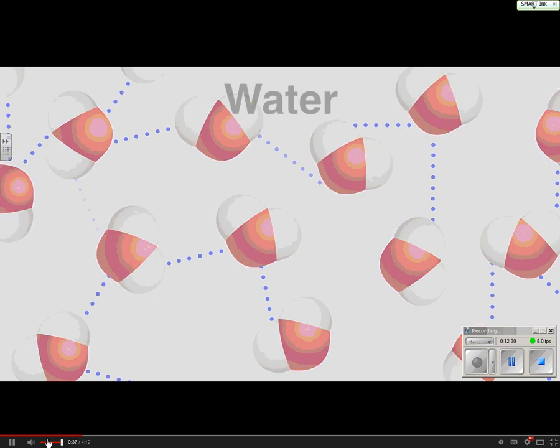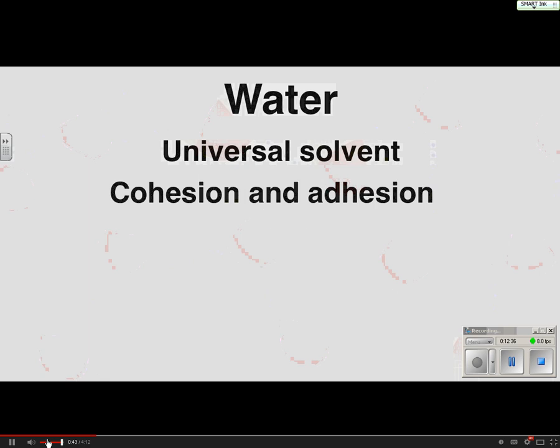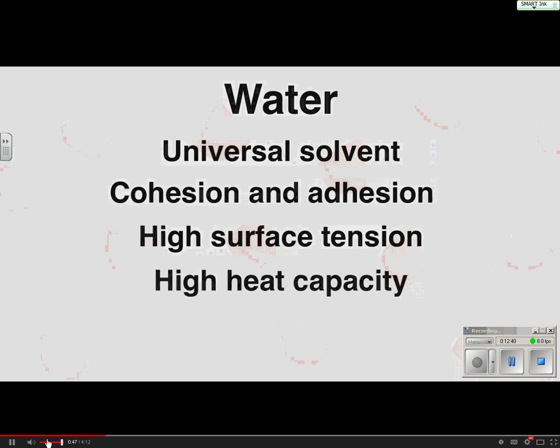These include the ability to act as a universal solvent, the properties of cohesion and adhesion, a high surface tension, a high heat capacity, and changes in density based on temperature.